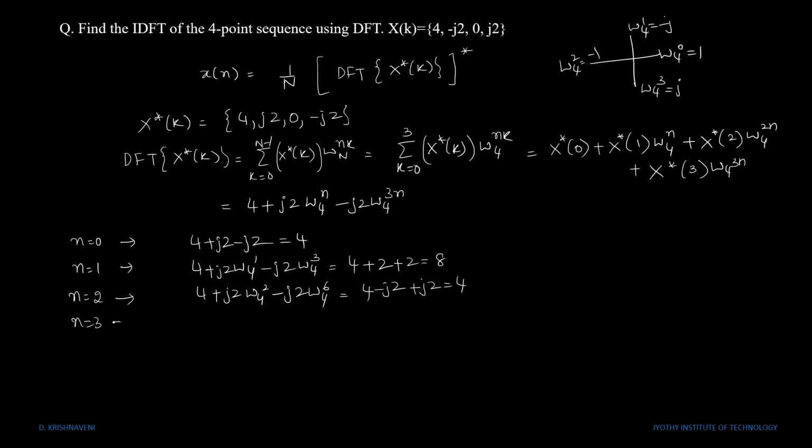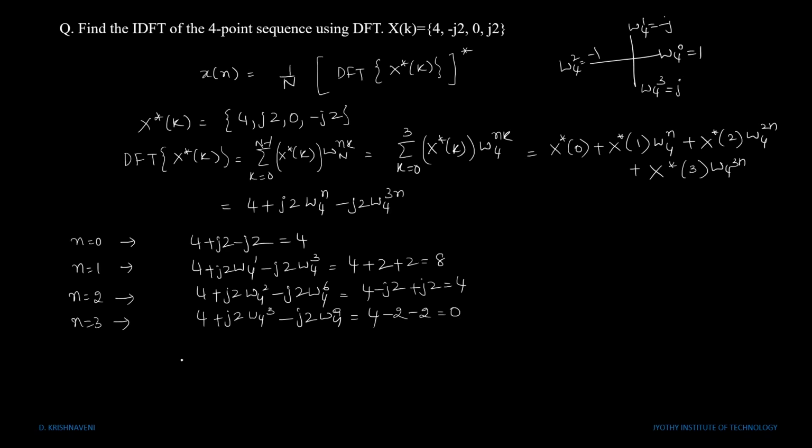Next, substitute n equal to 3, w4 to the power of 3 minus j2 w4 to the power of 9. So w4 to the power of 3 is j, so j into j we have minus 2. w4 to the power of 9 is nothing but w4 to the power of 8 plus 1. That is w4 to the power of 1, which is minus j, into minus j. So it is minus 2. So answer is 0.